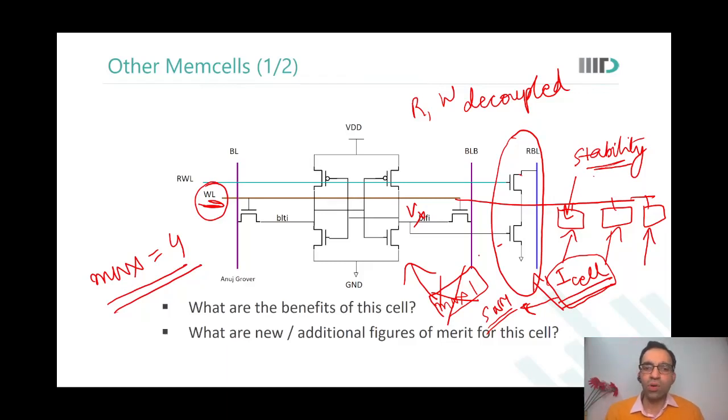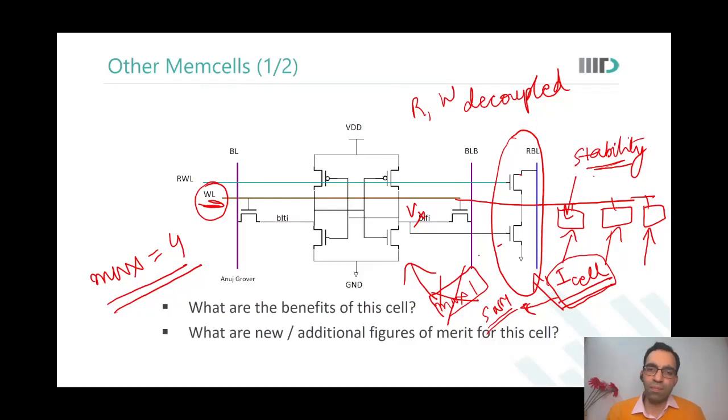Okay. So is there any new figure of merit that is introduced now? We already have cell current, we already have stability, we have write margin. Is there anything else that you would want to consider as a designer? So the mux part? Mux was already there, but it is not a figure of merit of a memory cell. Yes sir, mux is a feature or characteristic of the memory. So area? Area was a figure of merit even for a 6T cell. That is not a new figure of merit here.